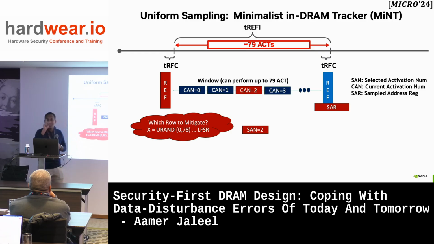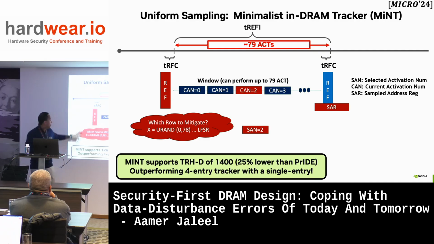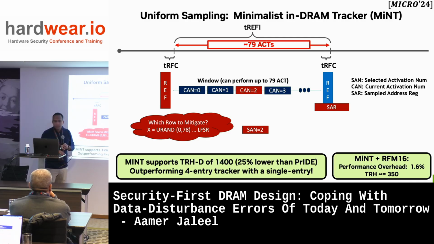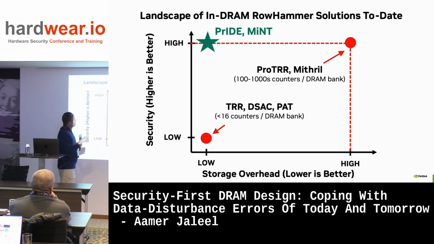This approach requires only one counter now, as opposed to the 4 counters of PRIDE, right? So now MINT actually has a 25% lower threshold than PRIDE. It beats a 4-entry tracker. Again, it has 0% performance overhead, right? And when we scale it with RFM, we can actually reach a RowHammer threshold of 350. Okay, so there you have it, right?